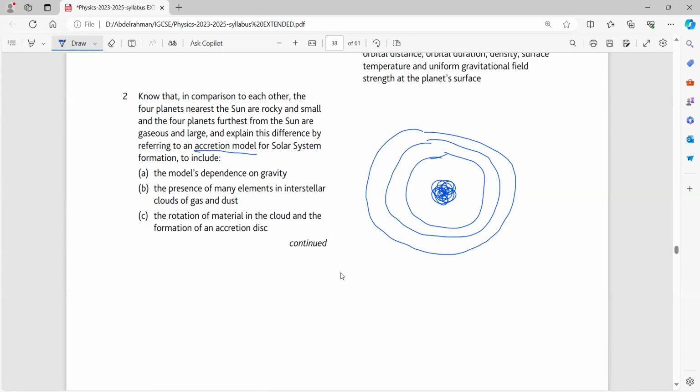It's very easy to understand. It's quite theoretical, but it's really easy to understand how the solar system was formed by the accretion model. Due to this theory, all of the planets are rotating in the same direction. And again due to this theory, the four inner planets are rocky and small and have high temperatures. The four outer planets are gaseous and large and have lower temperatures.